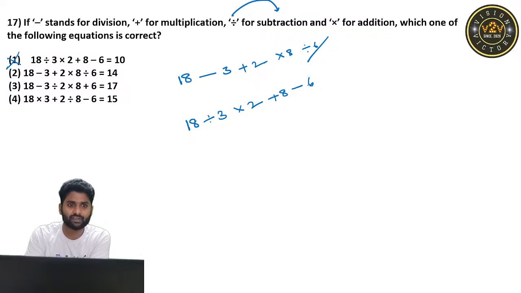So let's check with the overall simplification, guys. This is exactly 6 times. 6 into 2 is 12, 12 plus 8 is 20, minus 6 leaves 14. So 2 is the perfect answer.